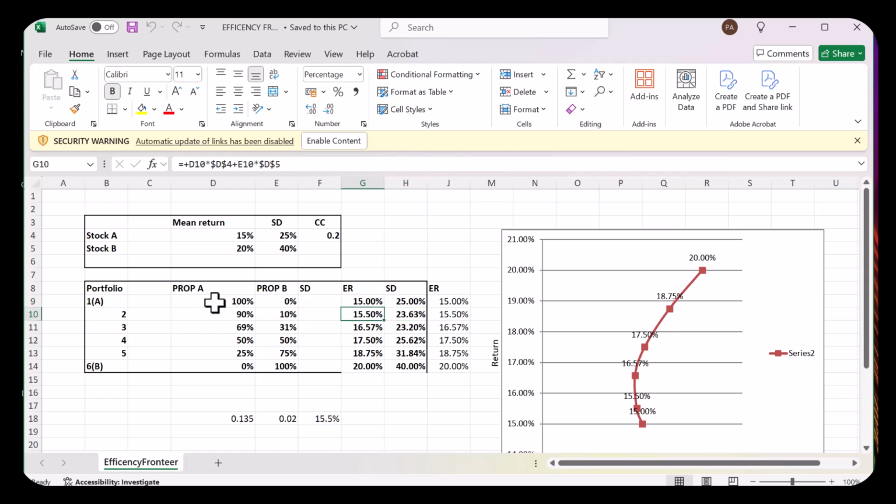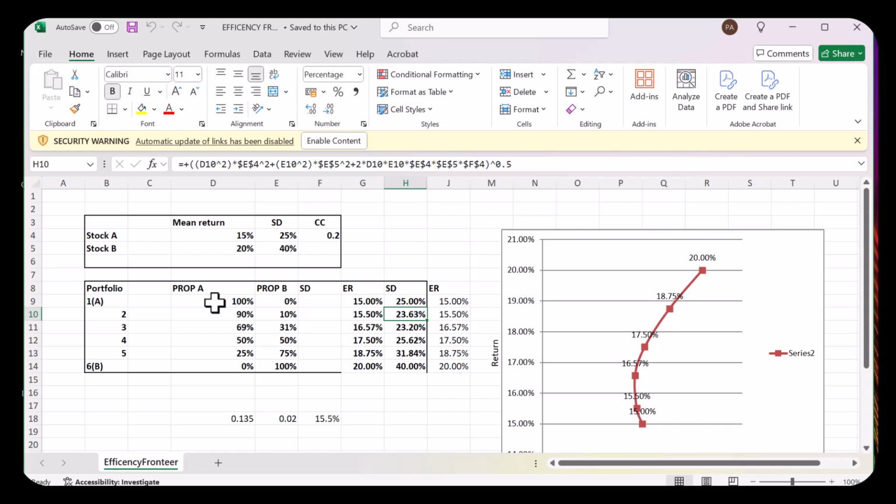Now what did you do? In the second case, you put 90% A and 10% B in the portfolio. What is your return now? 15.5%. Okay? Because 90% is giving you 15% return and 10% is giving 20%. So you take the average and the return will come to 15.5%. But the standard deviation falls.